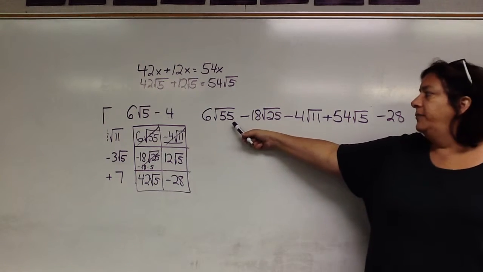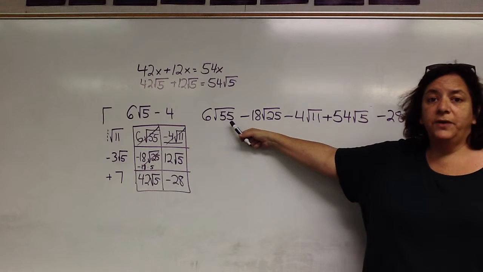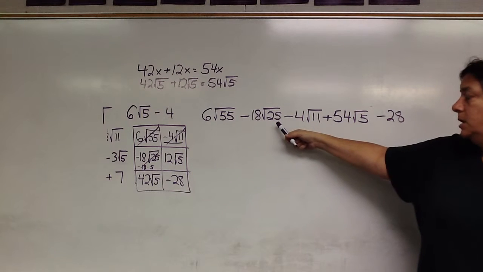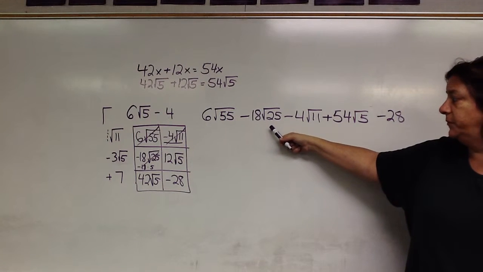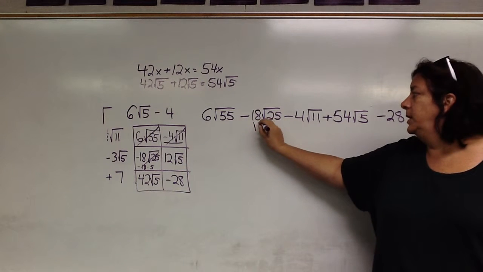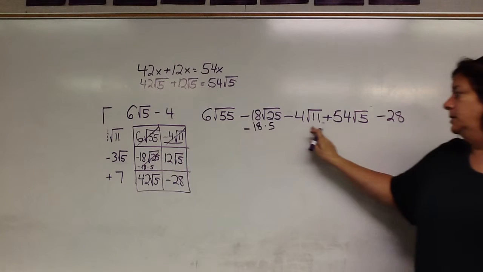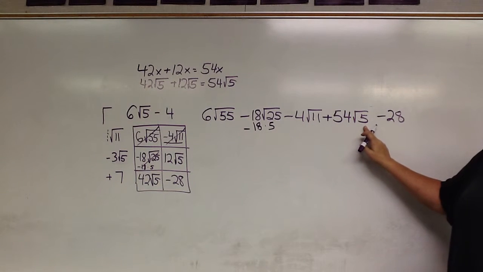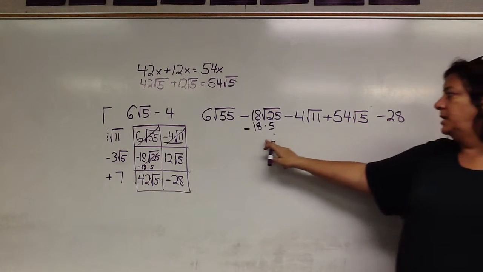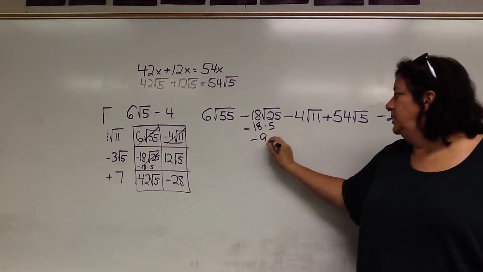Root 55, well, the only factors of 55 are 5 and 11, so I can't simplify that square root. The factors of 25 are 5 times 5. In fact, 25 is a perfect square. So I'm going to rewrite this as 18 times 5. Negative 4 times root 11, 11 is prime, so it's going to stay irrational. 5 is prime, there's no factors there that we can simplify. Negative 18 times 5 happens to be negative 90.